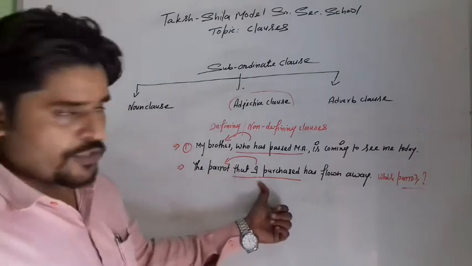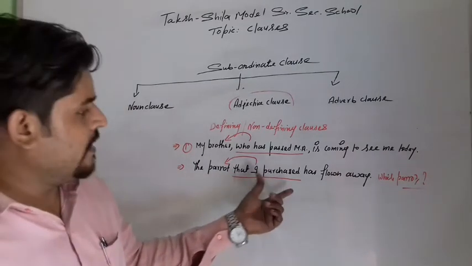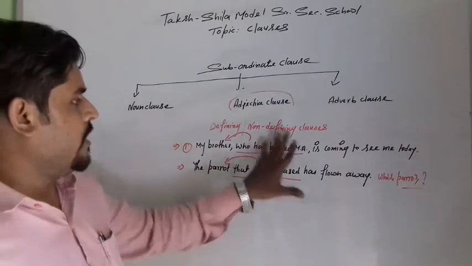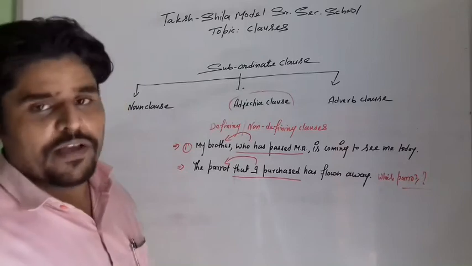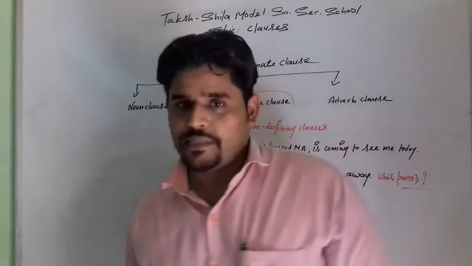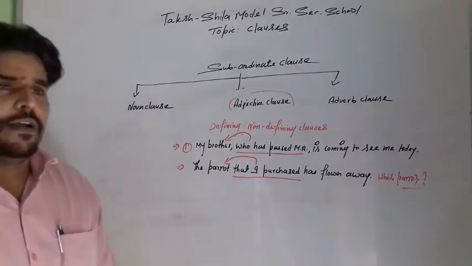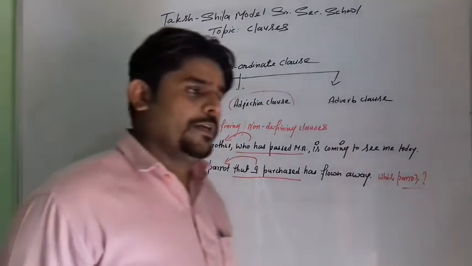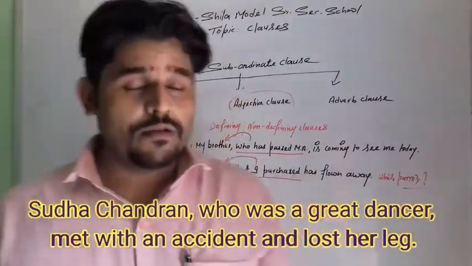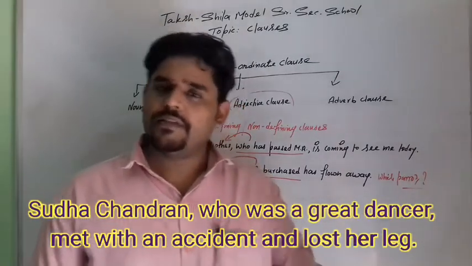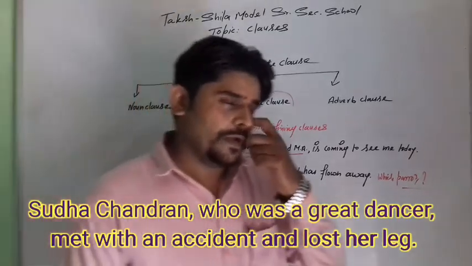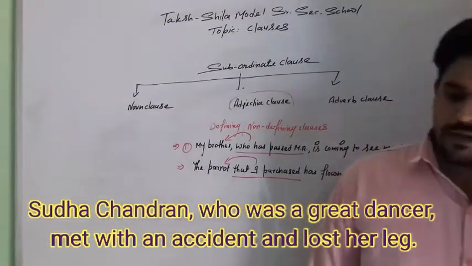So this clause is called a defining clause, and a defining clause is not demarcated by commas. I hope that you have understood the difference between defining and non-defining clauses. In your book, there are a lot of examples. When you go through them, definitely you will understand the difference between them. Let me just give you an example verbally. Sudha Chandran, who was a great dancer, met with an accident and lost her leg.